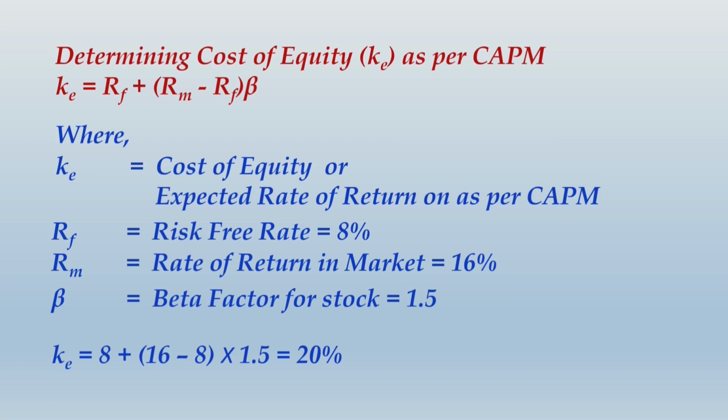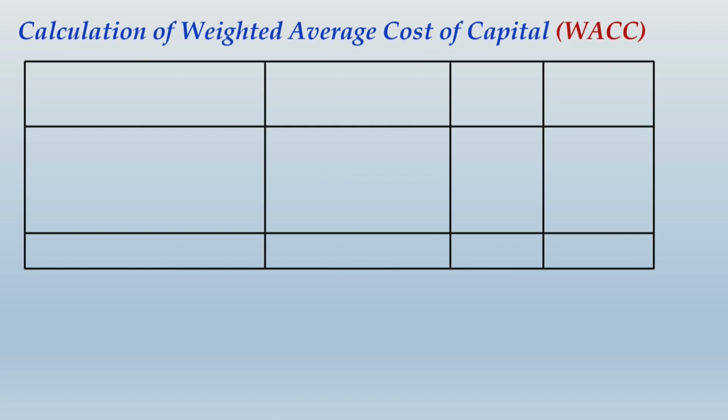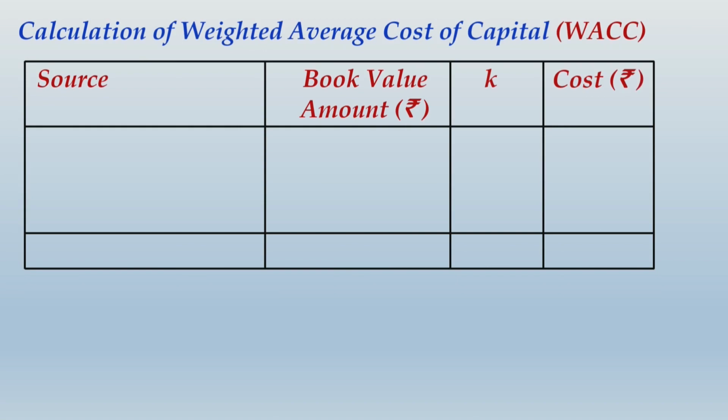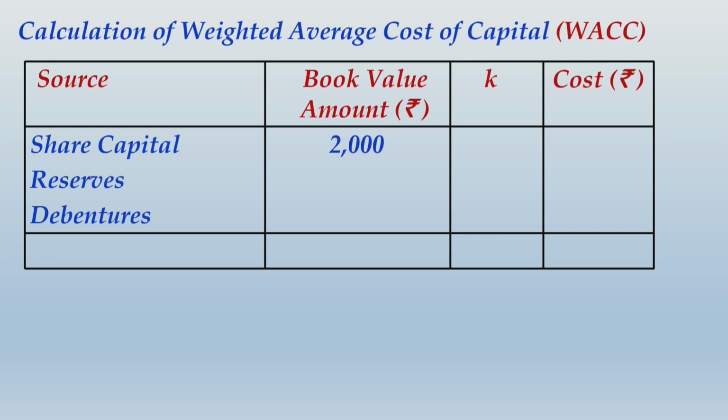And do you know how to compute the weighted average cost of capital? Just a simple way. You make a table where you start with share capital, reserves and debentures as the three sources of your capital, and write down the amount of each of these. In the K column, you mention the cost of capital for each individual component, and be careful over here, for the reserves the cost will be same as cost of equity. So for reserves you just apply the same as cost of equity, that is 20%.